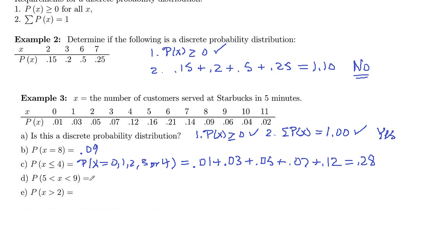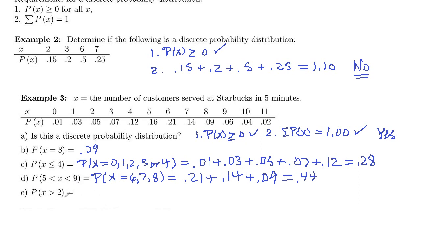Probability x is between 5 and 9, so that's strictly between, because they're strict inequalities. So this would be x equals 6, 7, 8, 6 or 7 or 8. Those are or probabilities again. We add up 0.21, 0.14, 0.09. So what is that? 35, 44? So 44% chance that strictly between 5 and 9 customers are served.